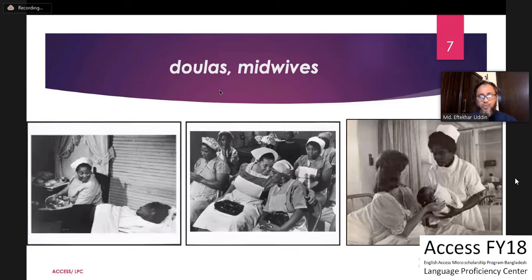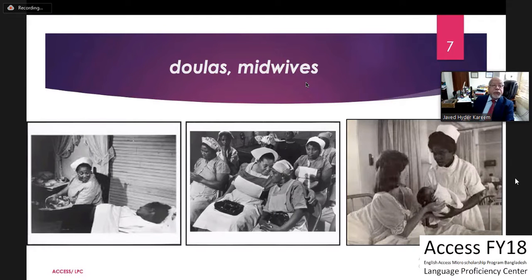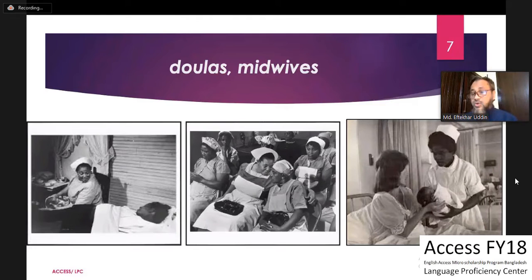So there are two words: doulas and midwives. They are the carers and midwives. So they take care of the mothers during childbirth. These are called alternative practitioners. There are doctors we know. There are specialists we know. But these people are not specialists. Rather, from their experience, they help the rural people. And in our country as well, this is the practice. Dhatri we know of. And in English, it is called doulas and midwives.